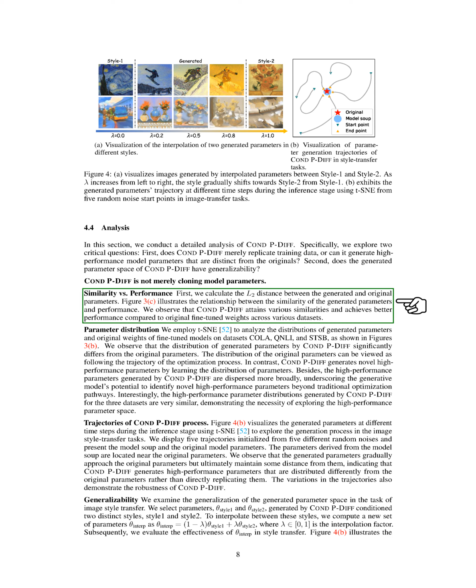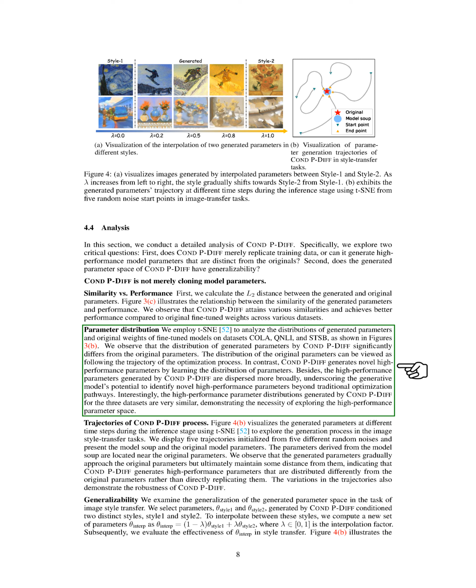Using t-SNE, we analyze the distributions of generated parameters versus original fine-tuned weights. We find that the distributions differ significantly, with COND P-DIFF creating novel high-performance parameters that are more widely dispersed, indicating its ability to discover new parameter configurations beyond traditional optimization methods. Interestingly, the high-performance parameters generated for different datasets show similar distributions, emphasizing the importance of exploring this parameter space.